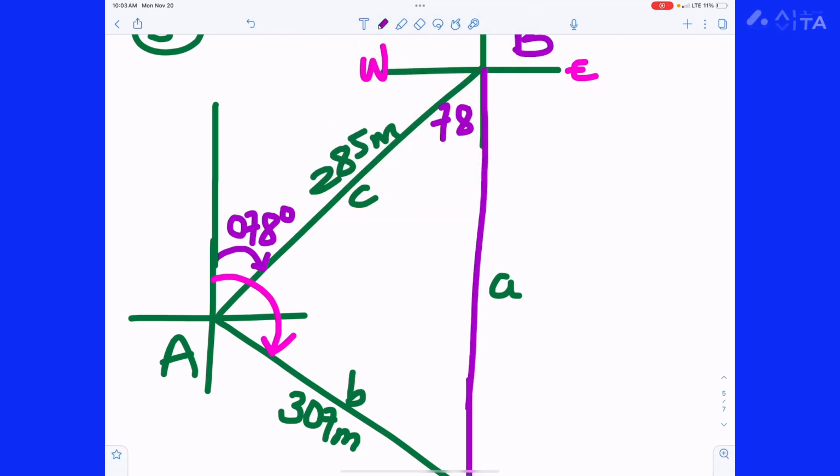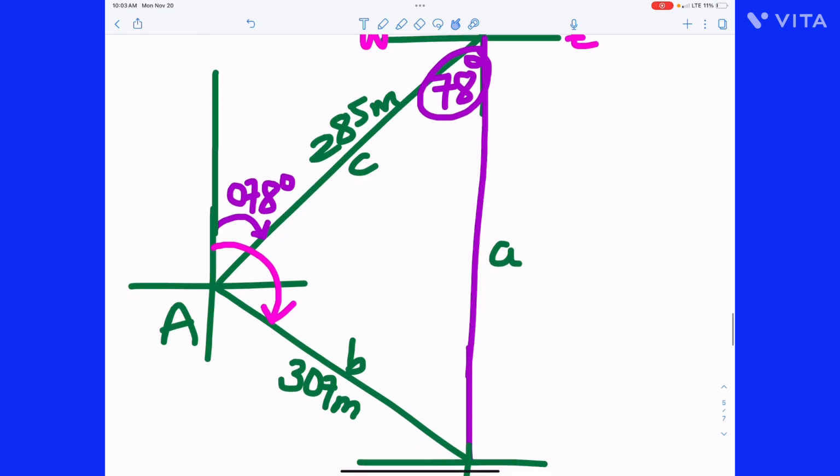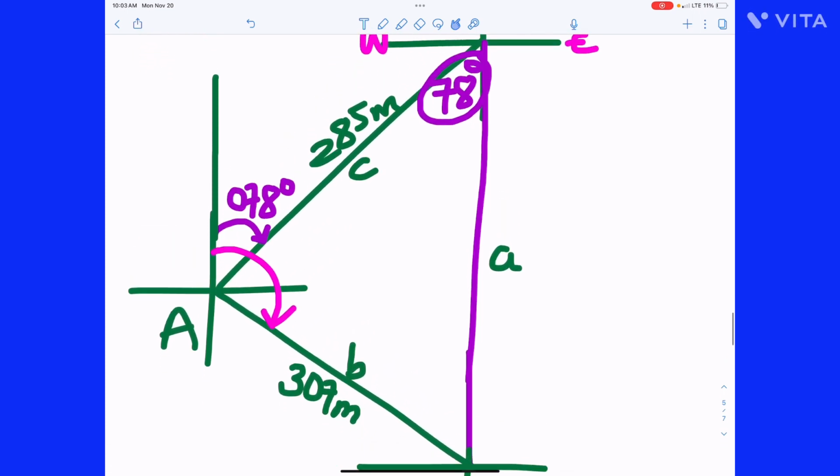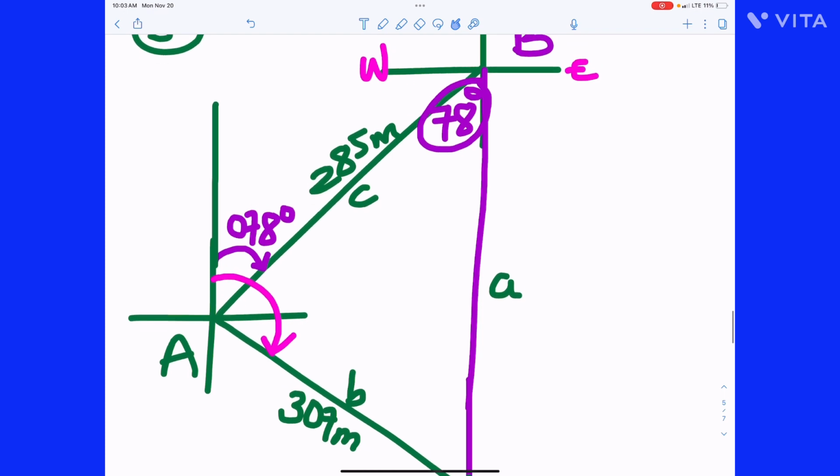78 degrees. Okay. After marking that, I'll just circle it to show that I'm the one who put it there. It was not given. After marking that as 78, I think I can get my distance A now. Or before we do that, let's go ahead and find some angles.